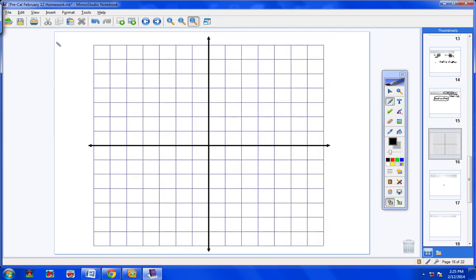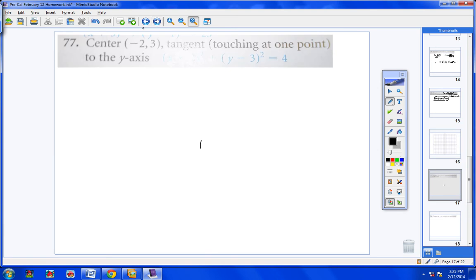Okay, let's take a look now at number 77. Number 77, they give us the center of the circle, and then they tell us the circle is tangent or touching the y-axis. So students, we can find this. I mean, again, get a picture of it. Don't try to do this just in your mind. Get a picture of it.